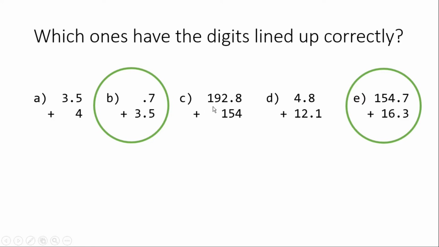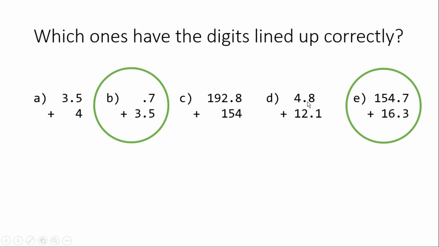In question C, 192.8 plus 154, the 4 is in the ones place, but it's lined up with the tenths place. The 5 is in the tens place, but it's lined up with a decimal point, which isn't the place at all. And then the hundreds is lined up with the ones place. You can't add together the ones and the tens to the tens and the hundreds to the hundreds if they're not lined up properly. That's not going to work. What about D?